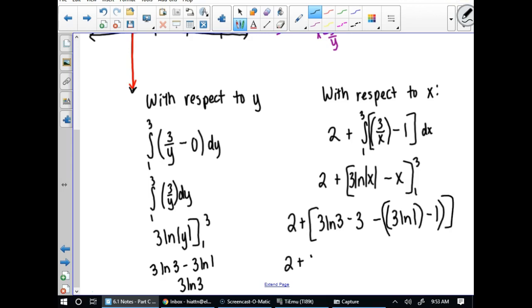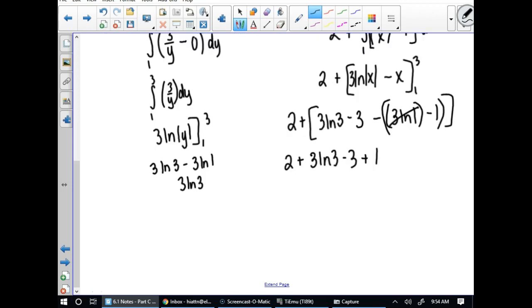So, got 3 natural log of 3 minus 3. What is the natural log of 1? 0, so that goes away. We'll have a plus 1 here. And so the 2 minus 3 plus 1 all cancels each other out, so you just get 3 natural log of 3.